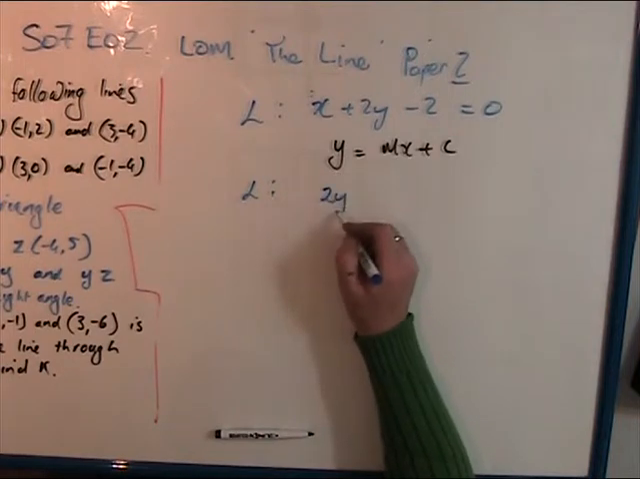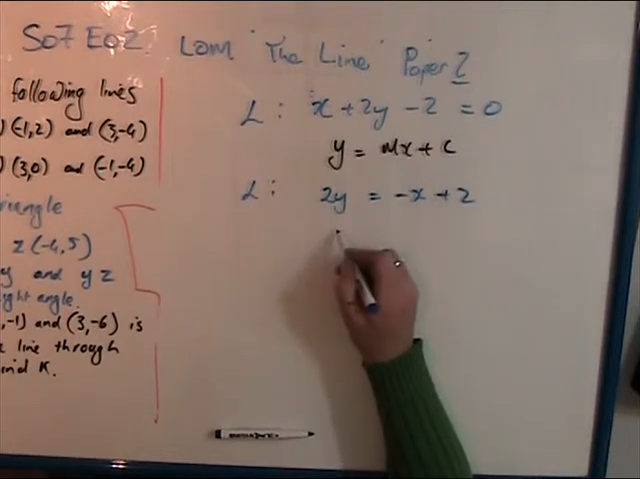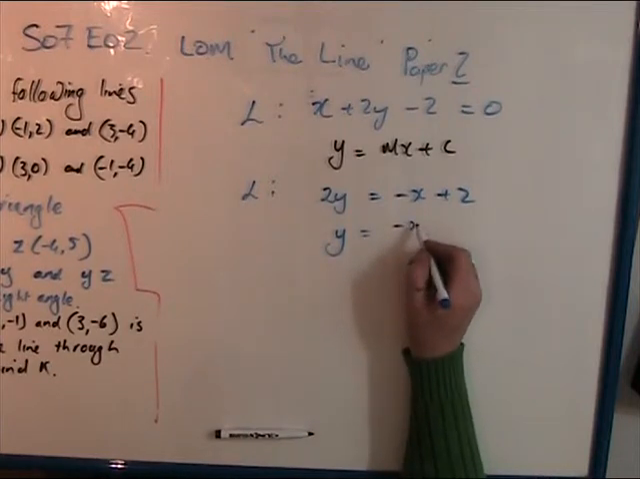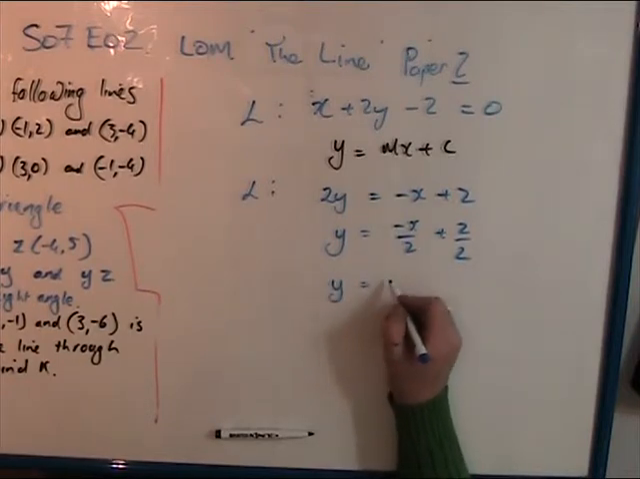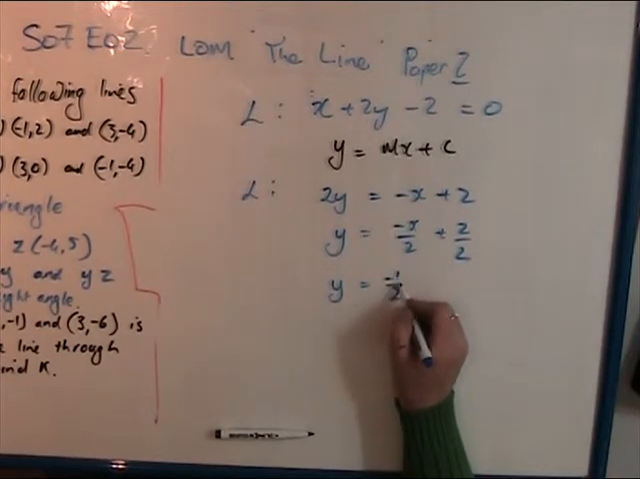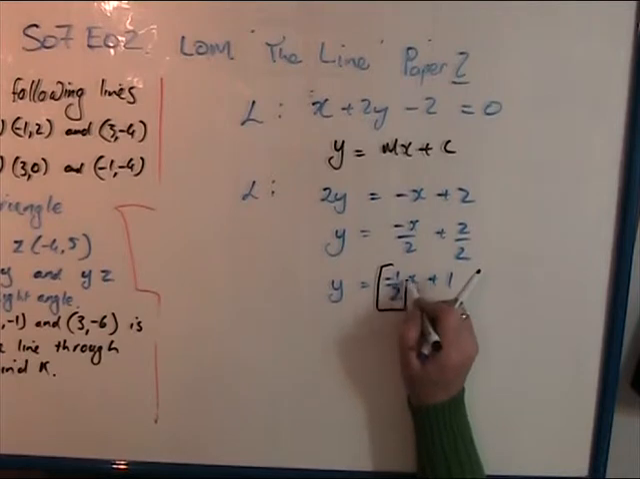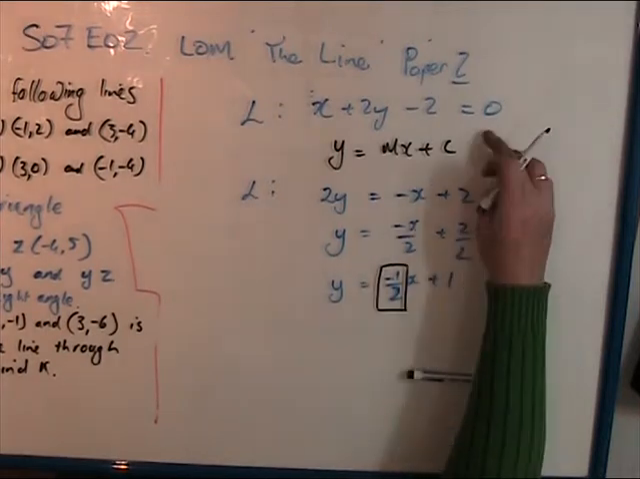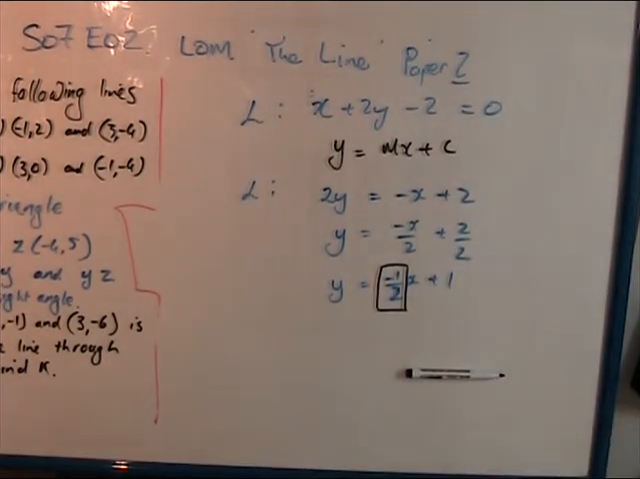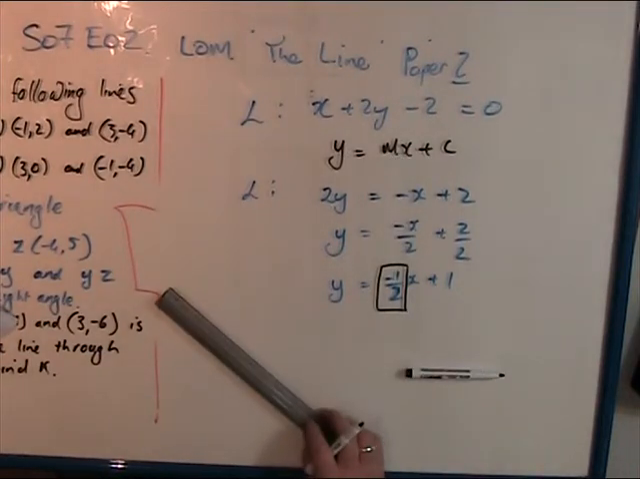Okay, so it's got 2y is equal to minus x plus 2. Y, you must get down to the straight y, not the 2y. Y is equal to minus x over 2 plus 2 over 2. Y is equal to minus a half times x plus 1. So the slope is minus a half. Okay? So given the equation of a line, you can find the slope, m, right? And really that's all there is to it.